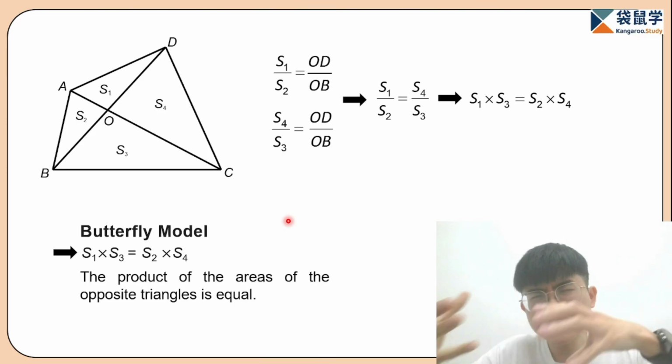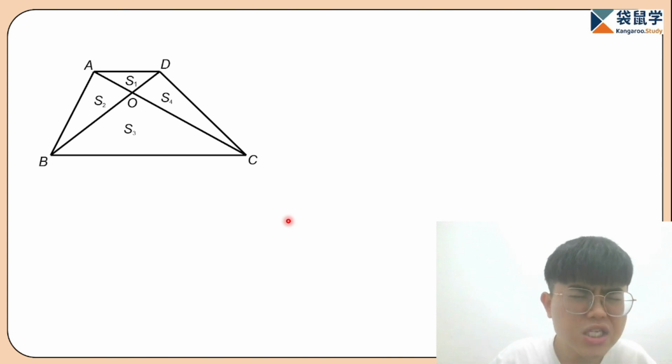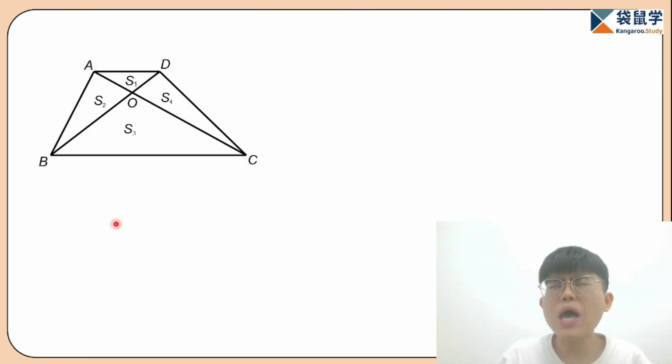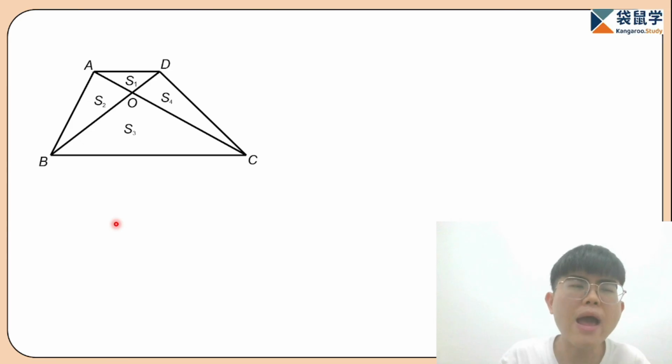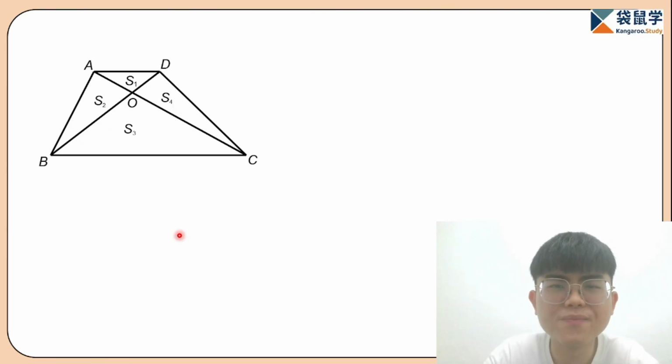Alright, everyone, now let's take a look at our next example. Let's say this is another figure right here, and you can see that this is actually a trapezium. So everyone, inside this trapezium, there is actually a very interesting characteristic about S2 and S4. What will be the relationship between them?